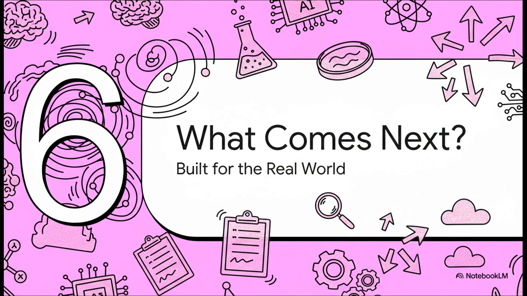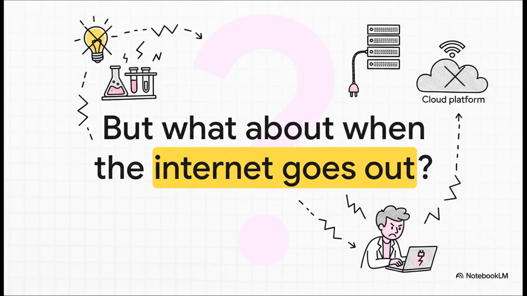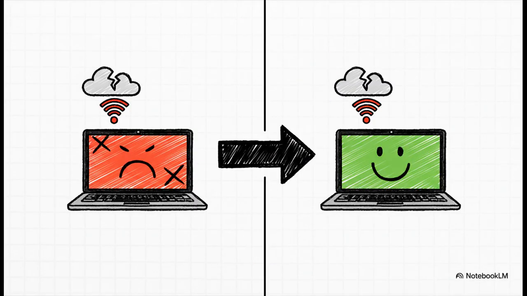So, with all this amazing tech, we're left with one final and honestly, really important question. One that anyone who works in the real world, with all its messiness and unpredictability, will immediately understand. Right? This is the first question anyone who's ever worked in a basement lab with spotty Wi-Fi is going to ask. If your whole lab runs on a cloud platform, what happens when the internet just dies? Does everything just grind to a halt? And the answer is no.